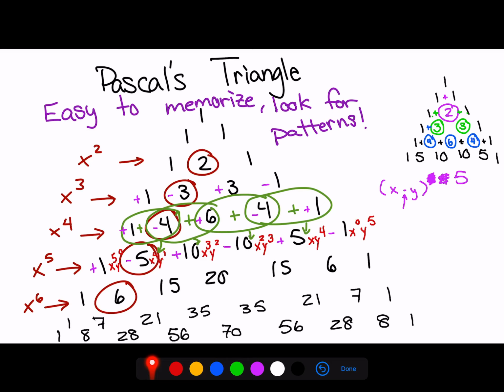Learn Pascal's triangle. Learn how to create it. You don't need to memorize Pascal's triangle. You just need to memorize the little tips in there, like the exponents increasing and decreasing, as well as the plus or minus.